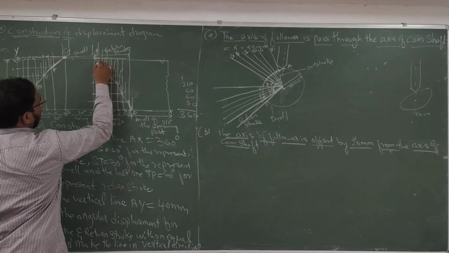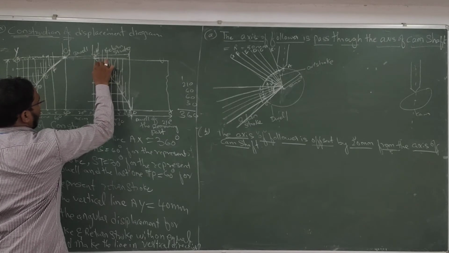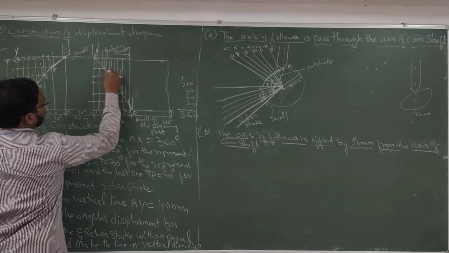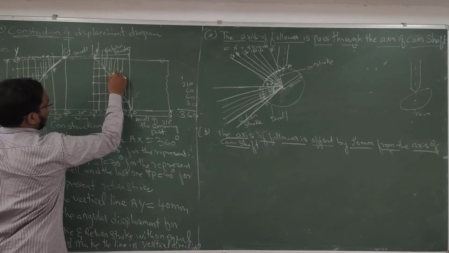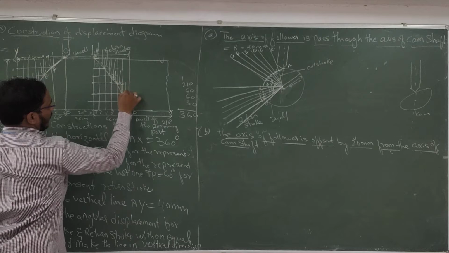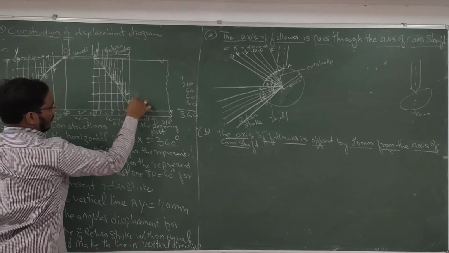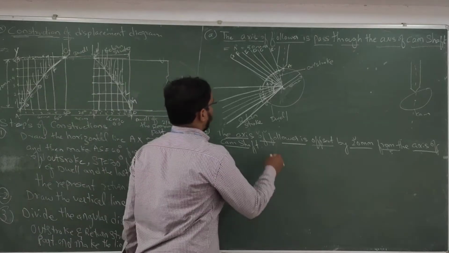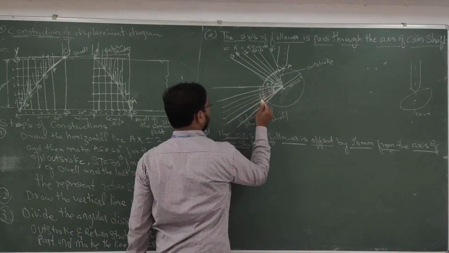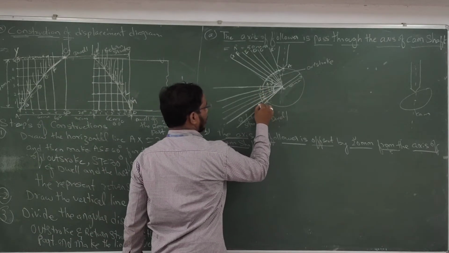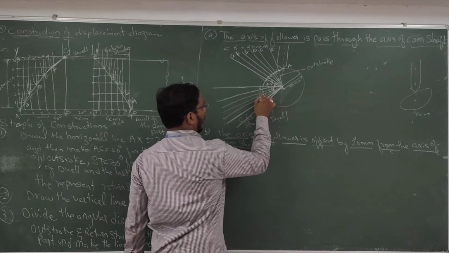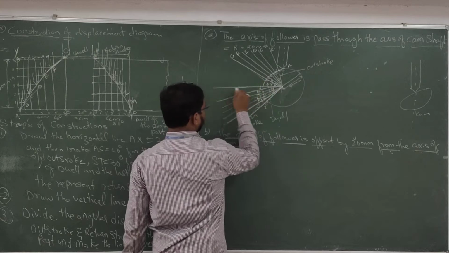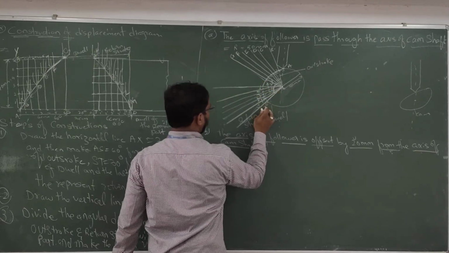We can say I, J, K, L, M. Okay, I, J, K, L, M, N. Here this is one yours, P.